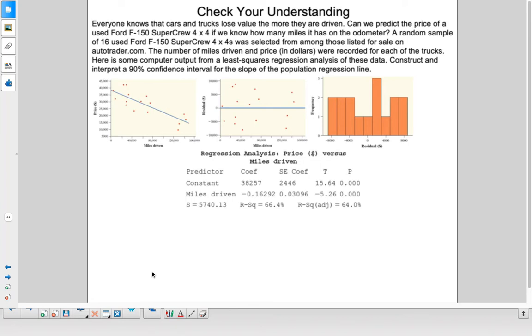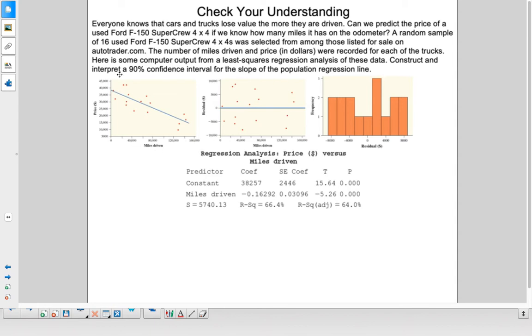So everyone knows that cars and trucks lose value the more they are driven. Can we predict the price of a used Ford F-150 if we know how many miles it has on the odometer? We have a random sample of 16. The number of miles driven and the price were recorded. Here's a computer output. Let's interpret and construct a 90% confidence interval for the slope of the population regression line.